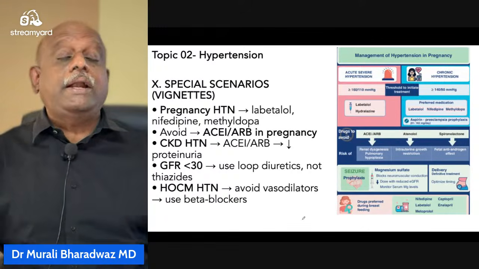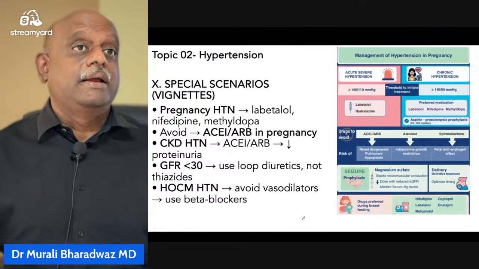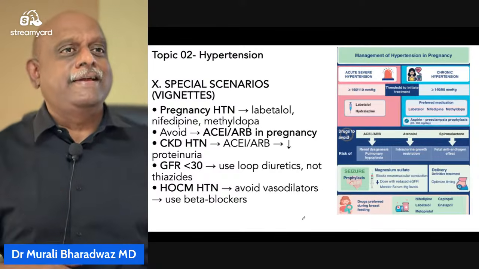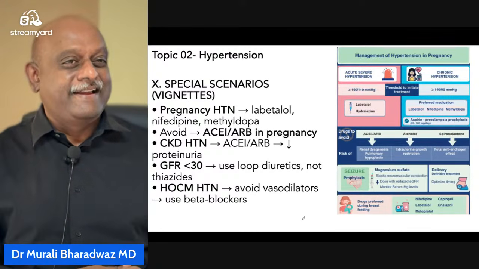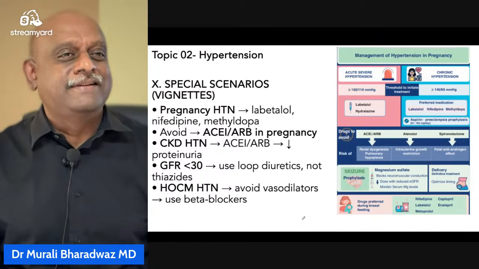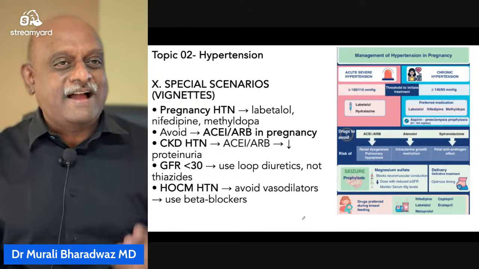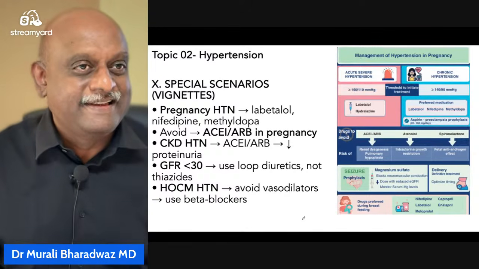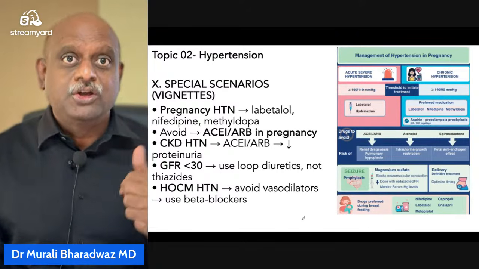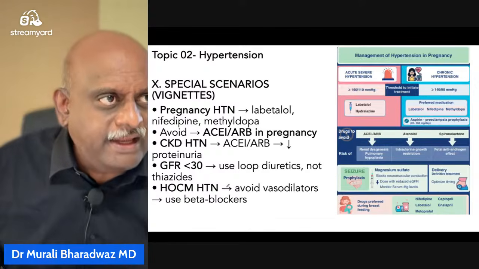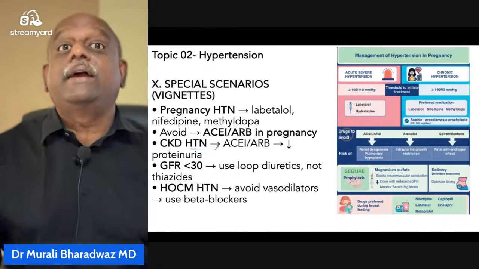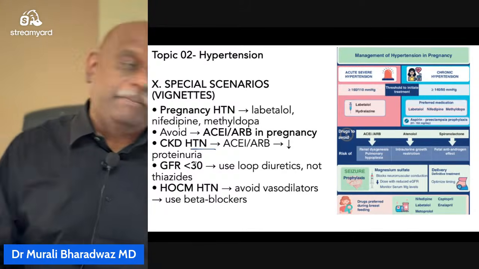Whenever you have a patient of CKD, we are in a country where TB flows and sugar stays. Every fourth patient has sugar. We are an agrarian society. We eat rice, idli, dosa, sambar, morning to evening. So that leads to development of diabetes, leading to chronic kidney disease. In chronic kidney disease with hypertension, you need to treat with ACE inhibitors and ARBs, which will decrease the proteinuria, is what you need to remember.